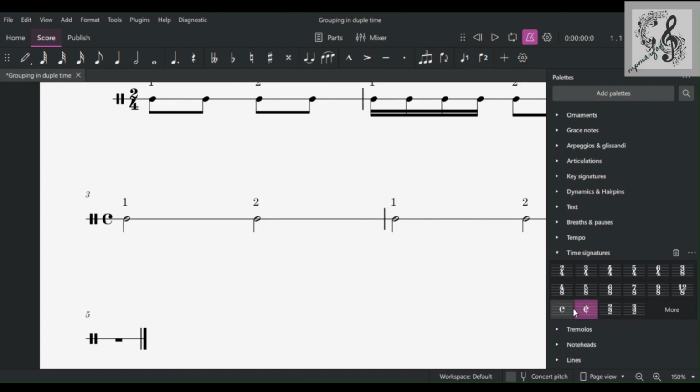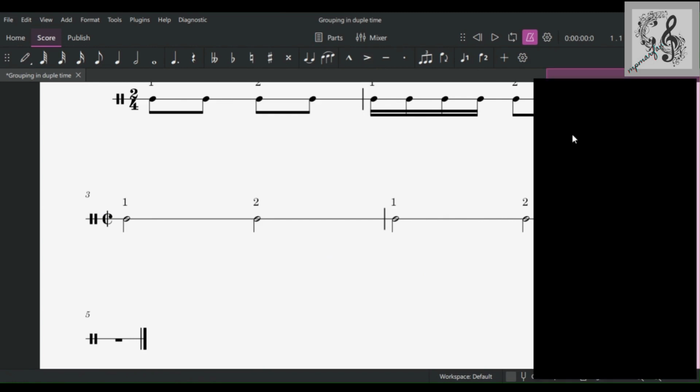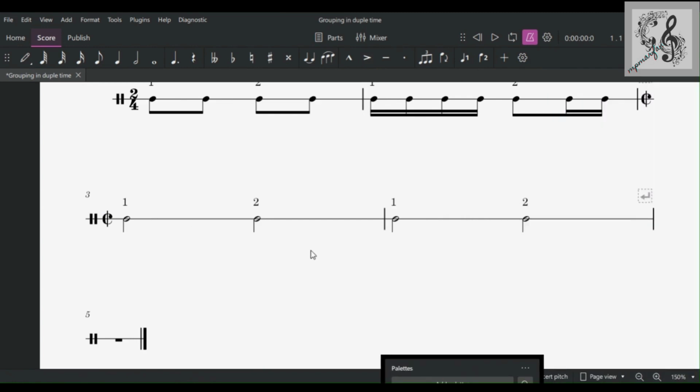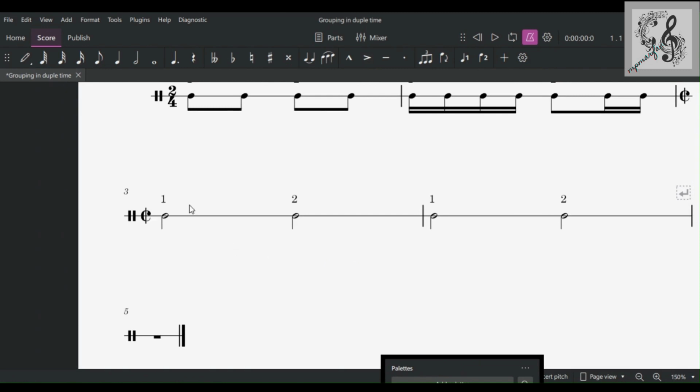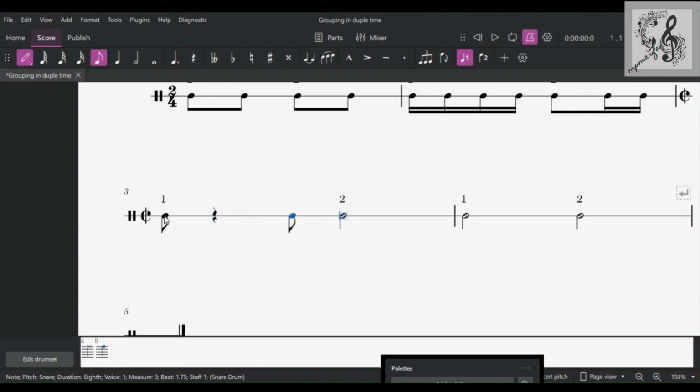So I'm going to put back this cut time, 1, 2, just to show you how the grouping will look when I separate count 1 from count 2. So let's put an eighth note, and then I'll follow it with a crotchet, a quarter note, followed by another eighth note. I'll put another eighth note. All right.